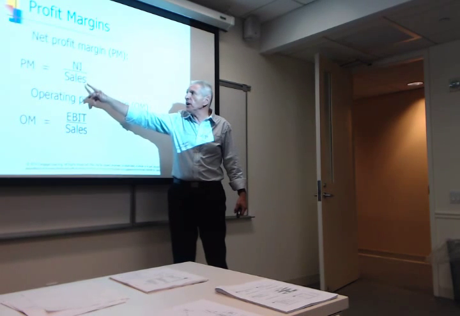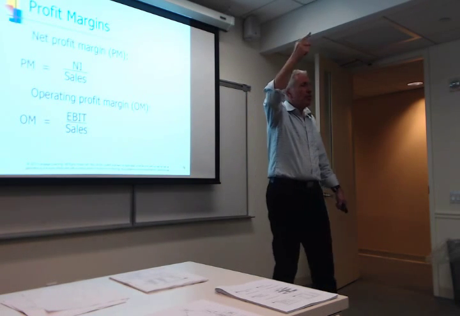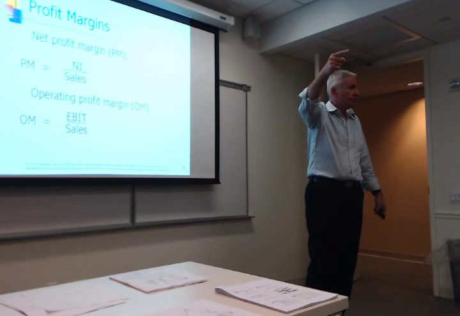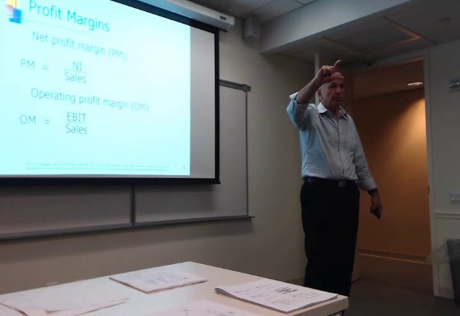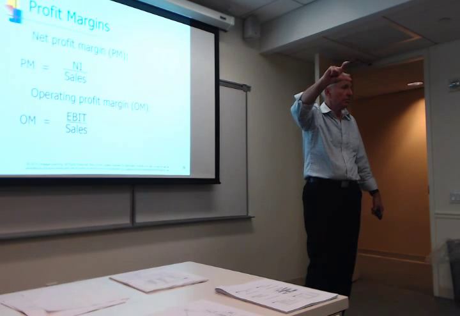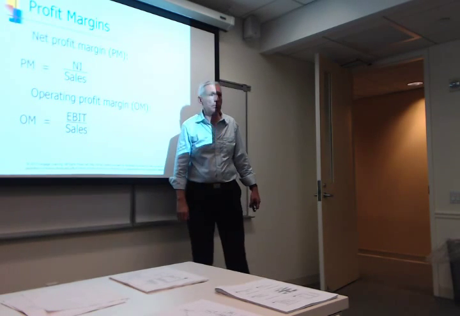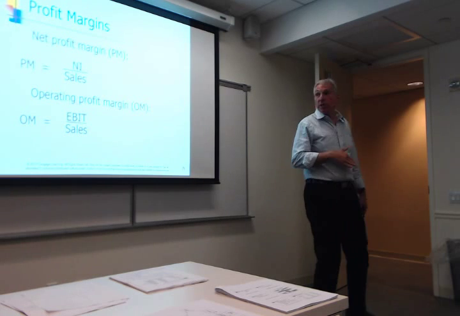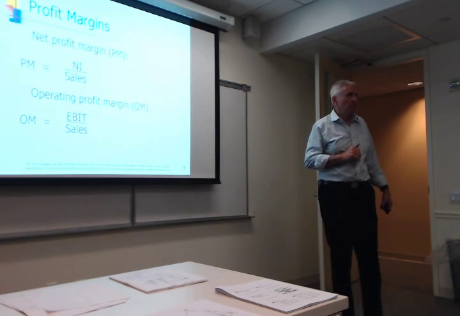So what this says is for every sales dollar that I have, how much of that did I convert into net income? And what's the difference between my sales and my net income? All my expenses, right? So it says, how well did we do managing our costs? You can also do it on EBIT. You can basically do it on any subtotal that you have on your income statement.